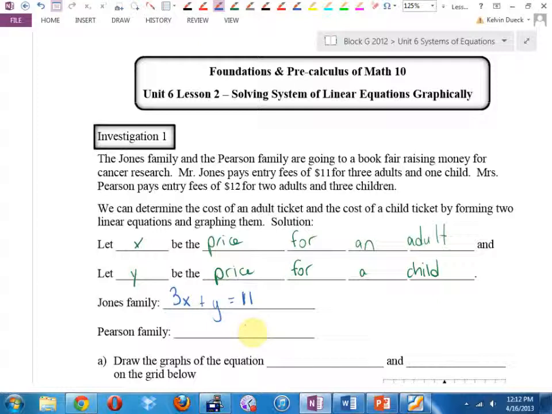Let's go, Jake, to the last sentence, starting with the word Mrs. Can you read to me, kiddo? Mrs. Pearson paid entry fees of $12. Okay, you know what? I think it's going to be $12. Yep. For 2 adults. How could I write 2 adults? 2 adults. And then what does the word and mean? How could I write 3 children?